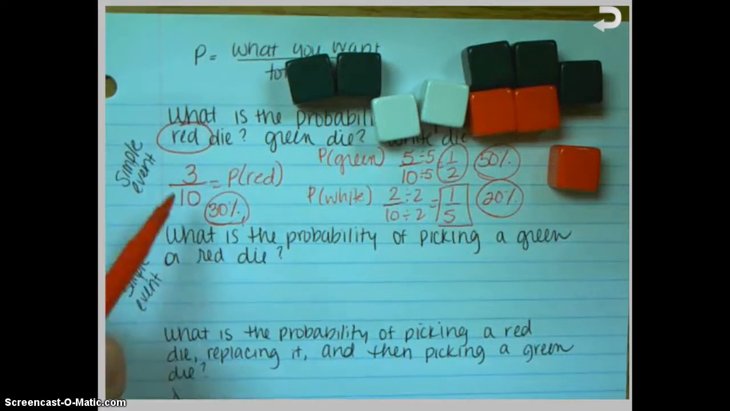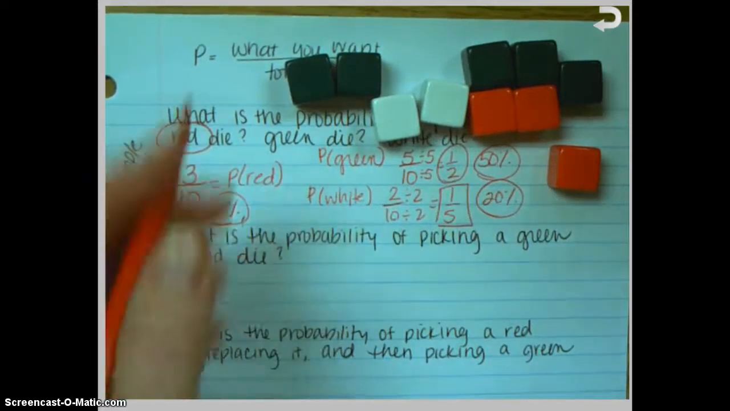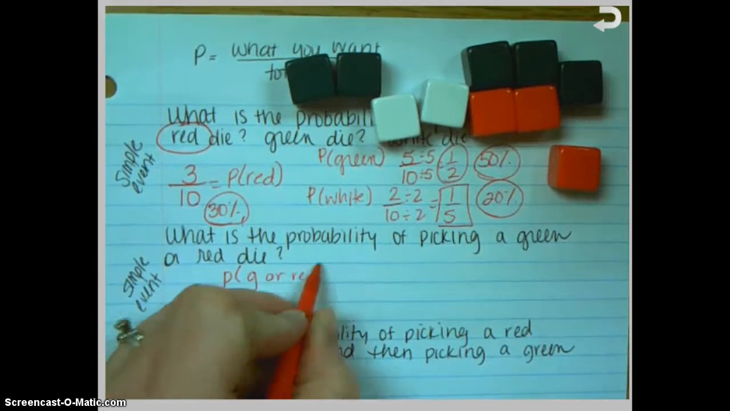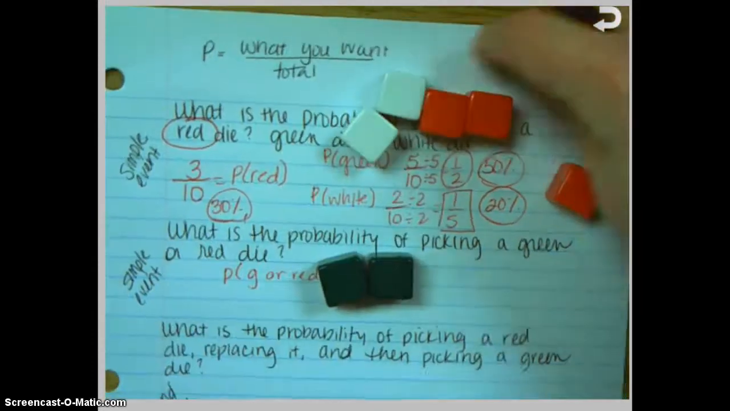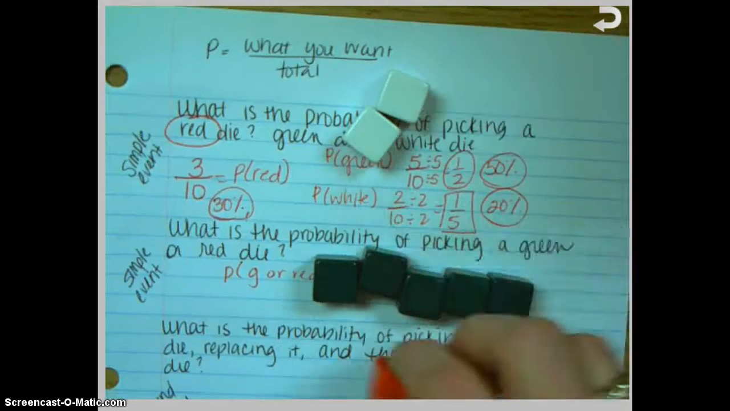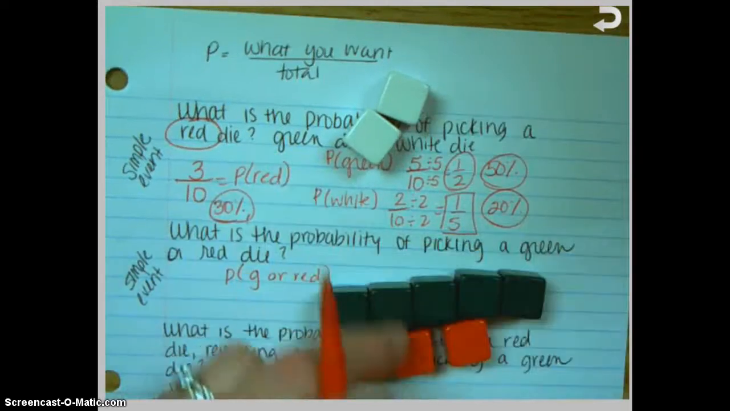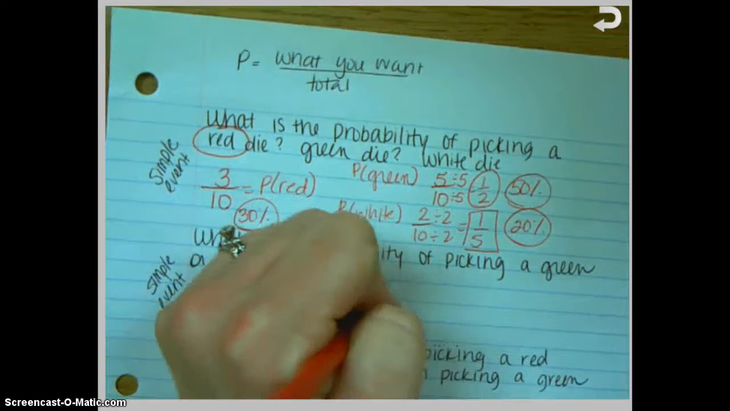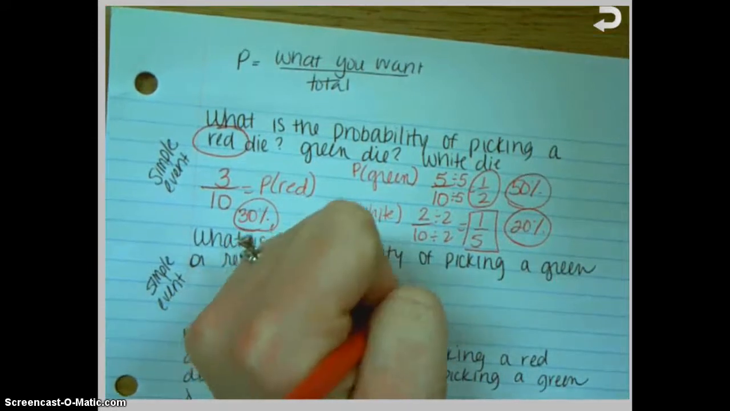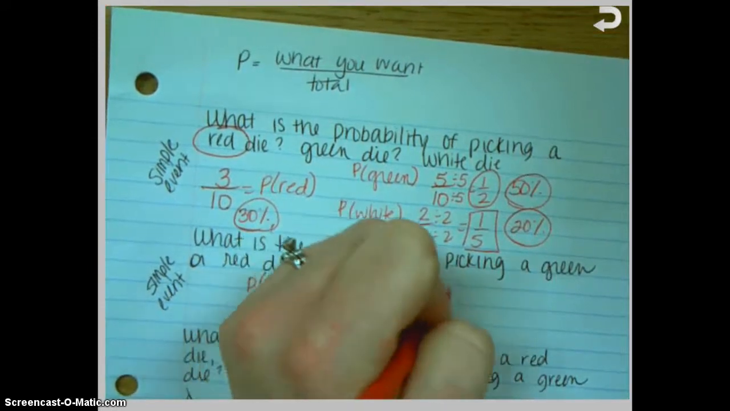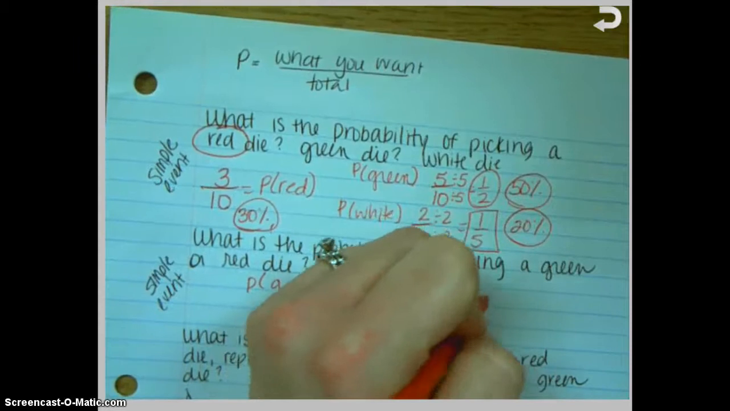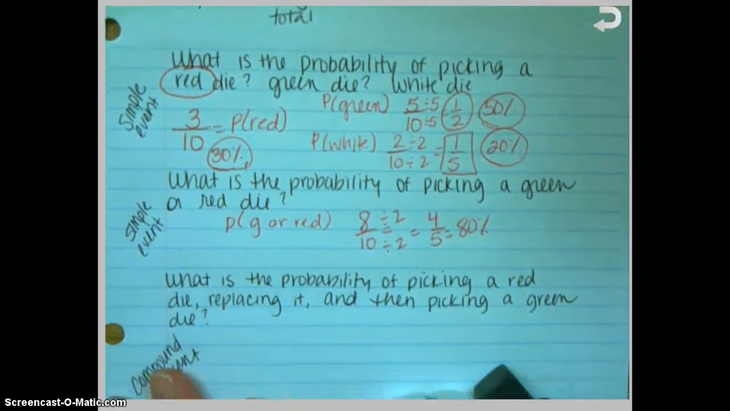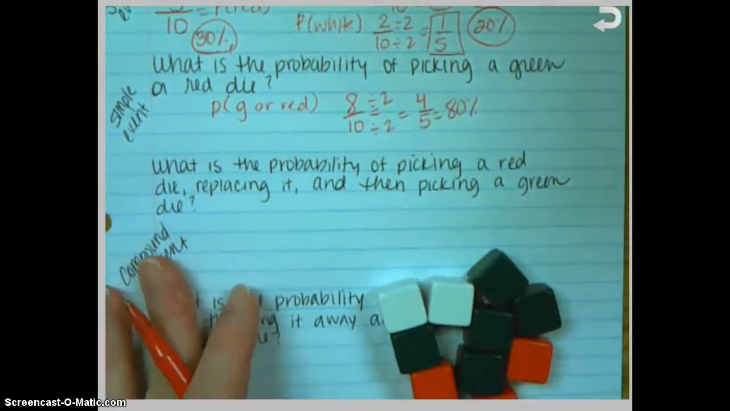Okay, so what is the probability of picking a green or a red? So what you want is a green or a red. So how many do you have there? 1, 2, 3, 4, 5, 6, 7, 8 out of a total of 10. Let's simplify that, which would be 4/5, which would be 80%. So you have an 80% chance of picking red or green, which is a pretty good chance.